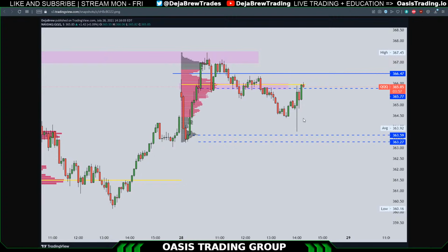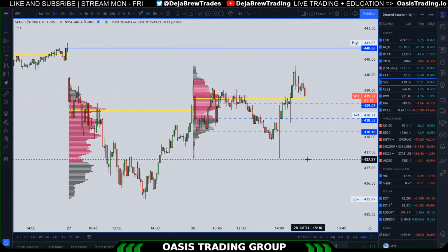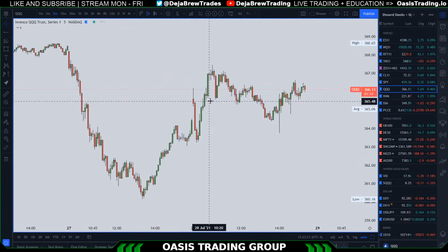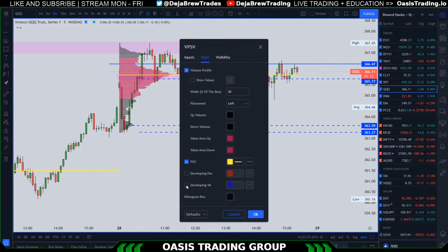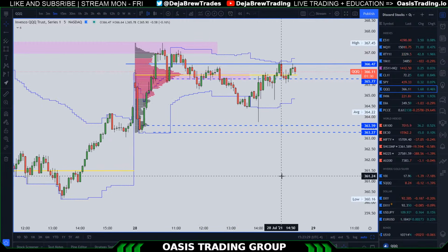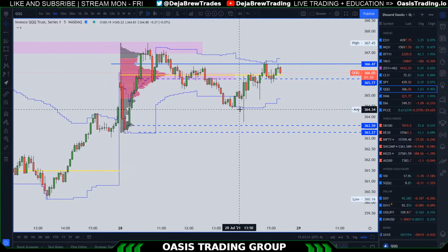So when the value area low has been lost, but then reclaimed, what did I tell you guys yesterday? Let me pull this up on the chart and it'll be easier to understand. Where is the developing value area? Let's see. There we go. Okay, so this blue line here is where the value area was during that FOMC meeting.